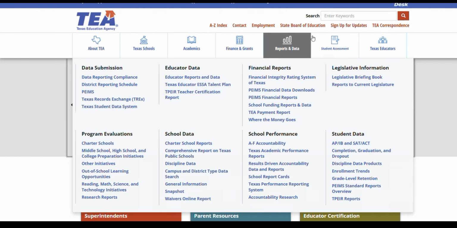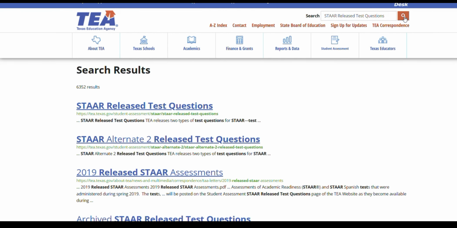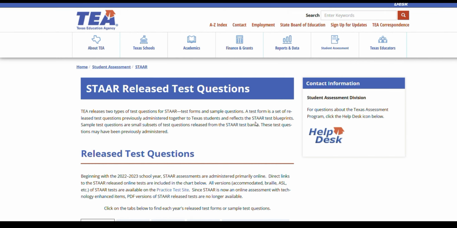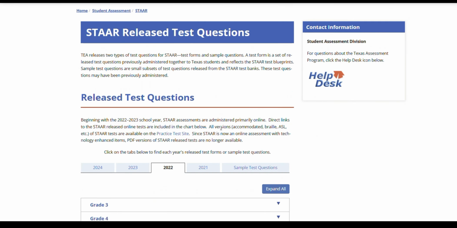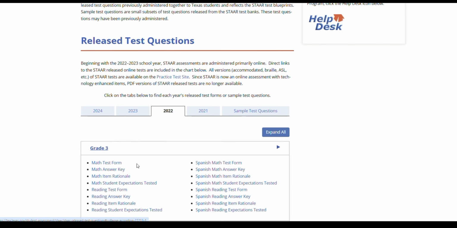Once we're on the Texas Education Agency website, we'll search for STAAR release test questions. We'll then select the 2022 tab and from there, choose the grade level, 3rd, 4th, and so on, to locate the math test form.